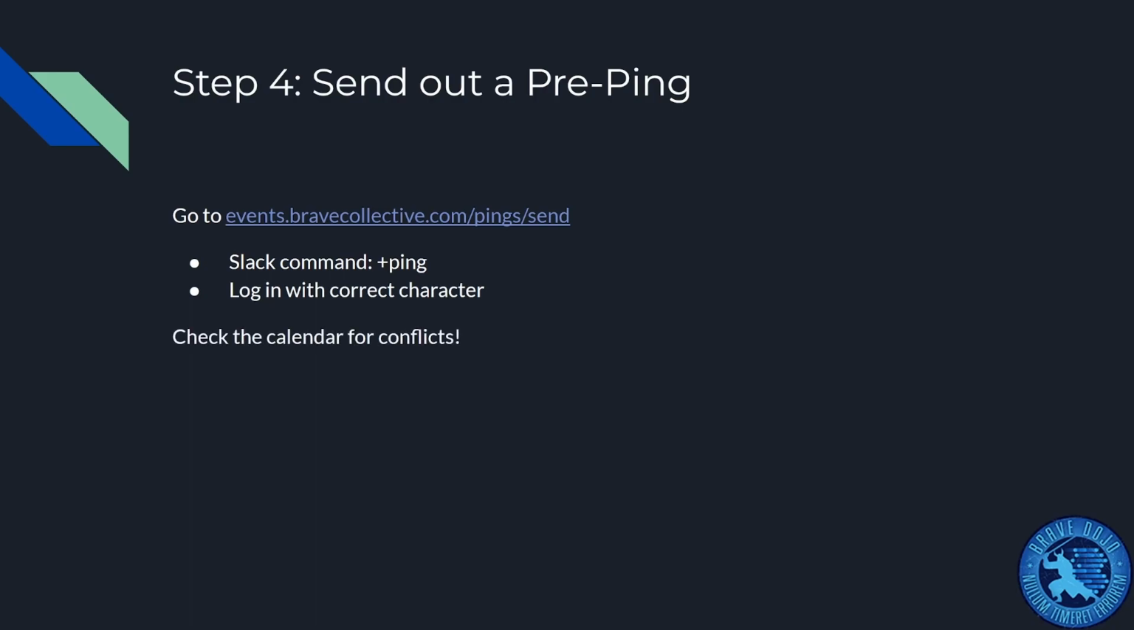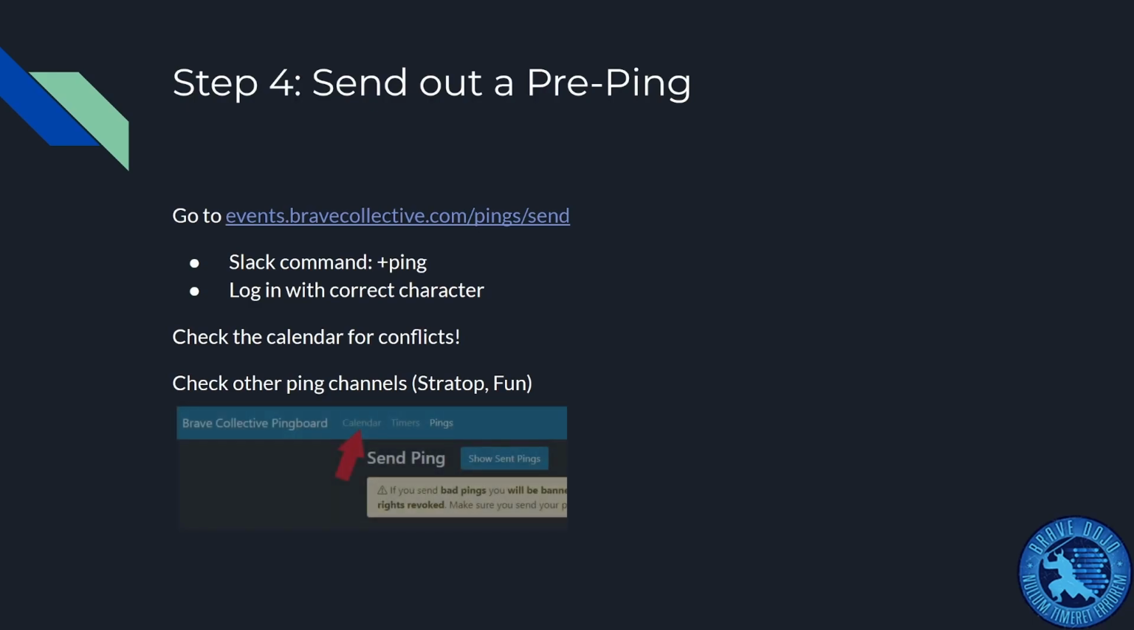And you want to check the calendar as well as other ping channels for perhaps conflicting stratops. You'll look for things like structure timers or pre-pinged CTAs or stratops. Those will take priority, so you should not schedule your fleet during one of those. You can find the calendar on the ping board at the top left as notated on the screen. Click there and you'll be able to see everything that's been planned so far.